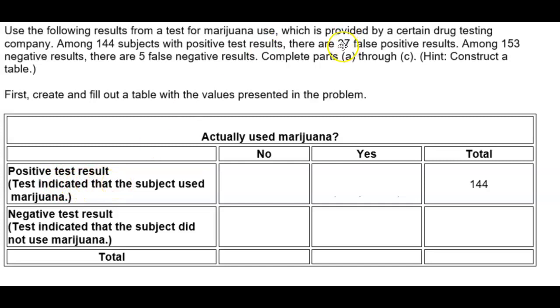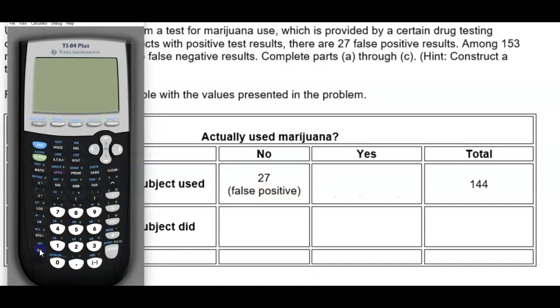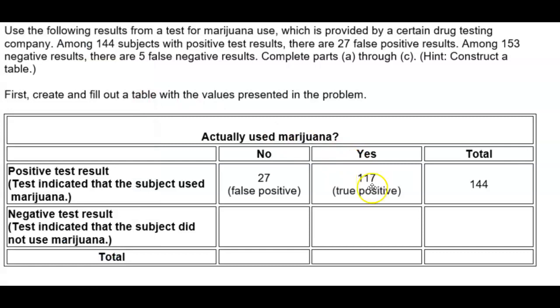And then it says there are 27 false positive results, which means that they did not actually use marijuana, but they got a false positive result. That would be 27. Now, in order to figure out this number, we would take 144 and then subtract that 27 to give us 117.